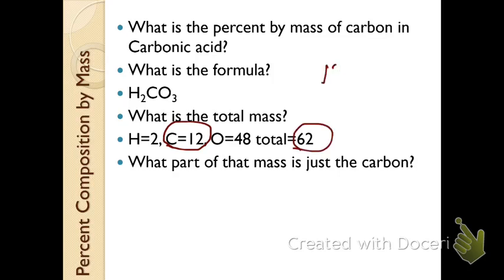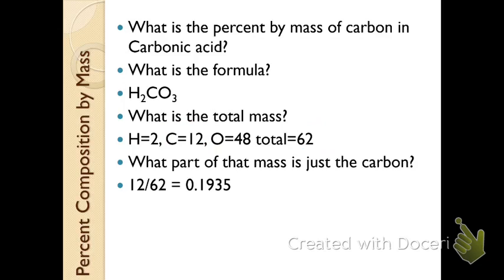So that is going to be 12 divided by 62, right? Because we want to know what part is just the carbon. So 12 divided by 62 is going to give us 0.1935. But remember that this is the mass. So that's how many grams of the total 62 grams. So now we want to know, okay, what is the percent?